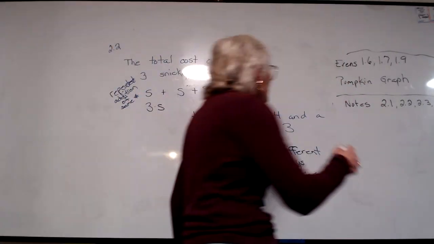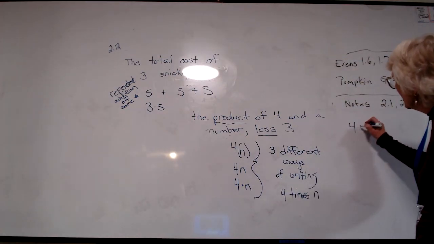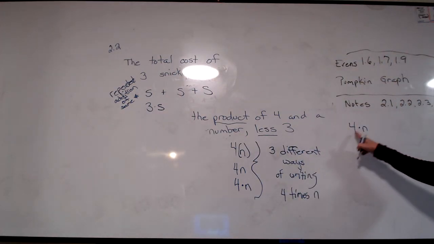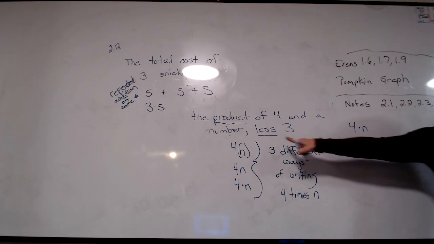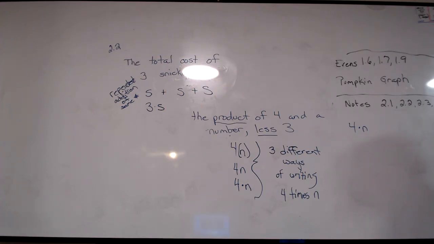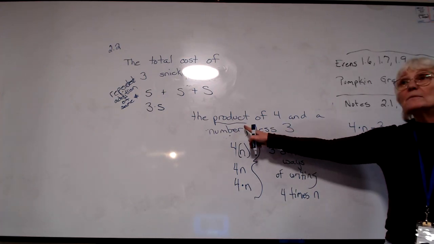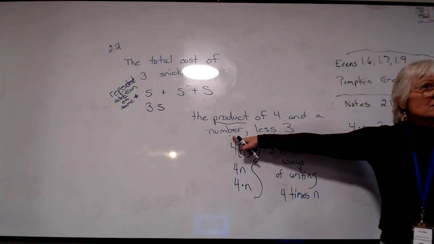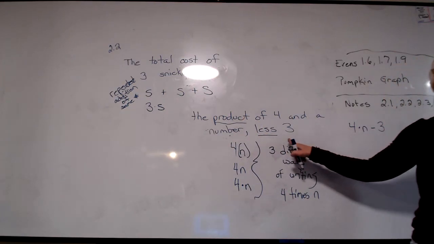We haven't finished though. Right now I want to get you used to it, so I'm going to use 4 times n. What does the next part say? It says less 3. What does that mean? Does that mean whatever it's getting multiplied by is less than 3? No. What would less mean? Yes, minus 3. Less means minus 3. So after we multiply, because there's a comma there, we multiply first and then do less 3.